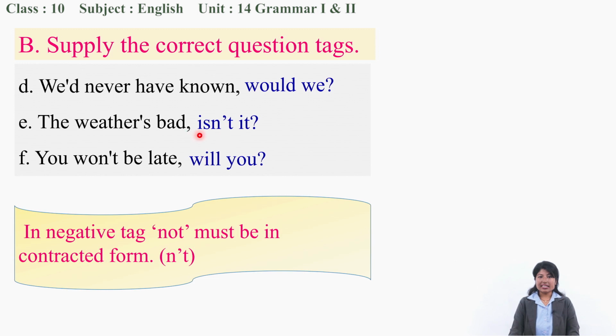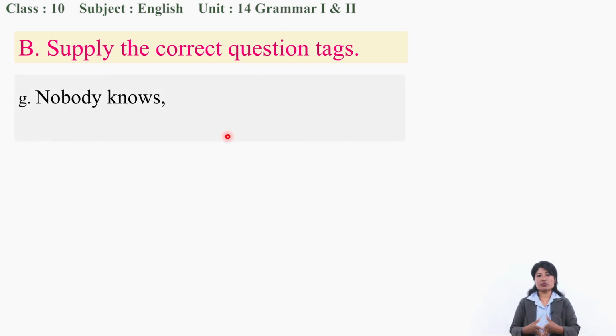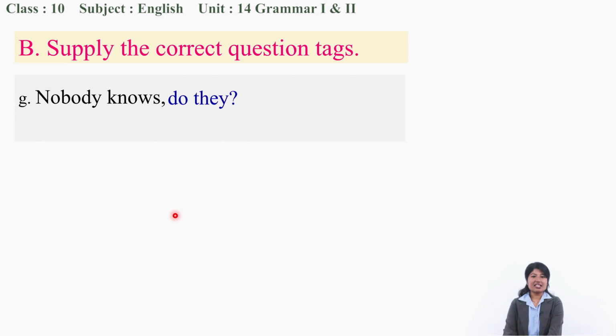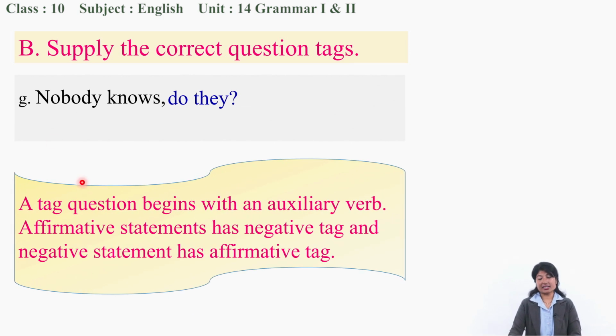So here, "is not" is contracted: isn't. Contracted form, short form, is used. Let's continue our exercise. Nobody knows. So what do we add? Nobody knows, today.